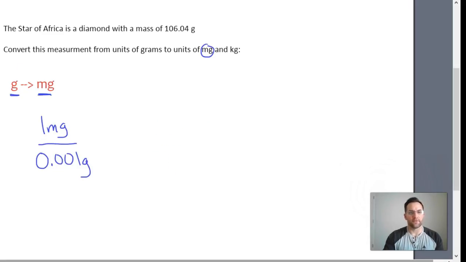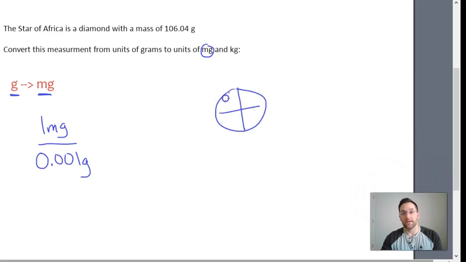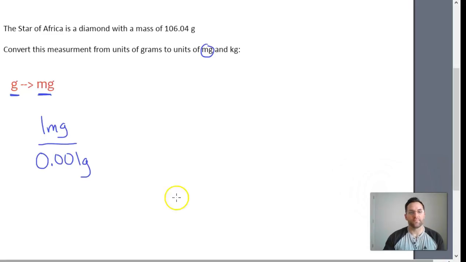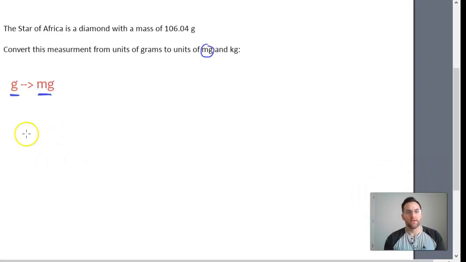And let me explain what I mean by that. Let's say that we had a pie cut, and we have 1 piece out of 4. The numerator is 1, the denominator is 4. We have 1. That's what we're concerned with, is what we have. And that's what I mean when I'm saying that. So let me just clear this out. So we have 1 milligram per 0.001 gram.